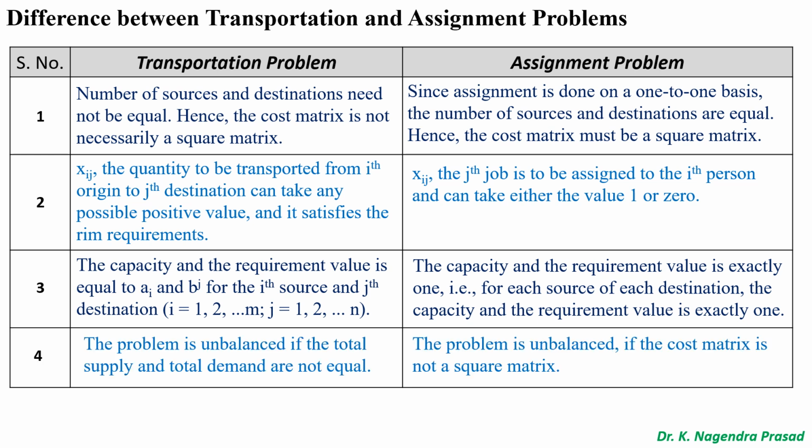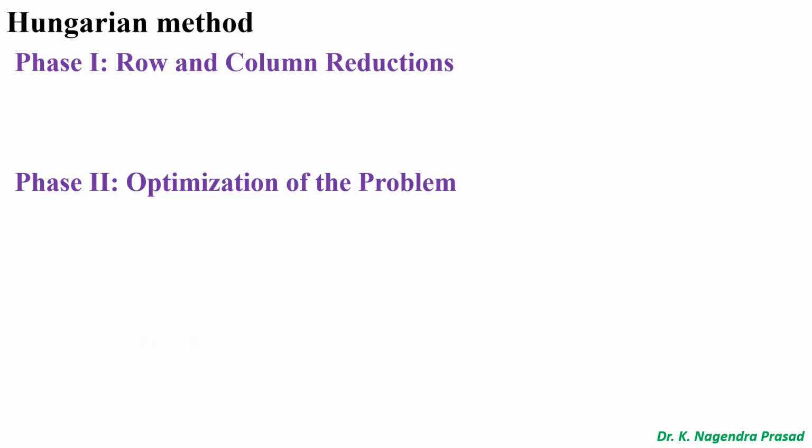And the last difference between the transportation and assignment problem is, in the transportation problem, the problem is unbalanced if the total supply and total demand are not equal. But in the assignment problem, the problem is unbalanced if the cost matrix is not a square matrix. So these are the differences between the transportation and the assignment problem.